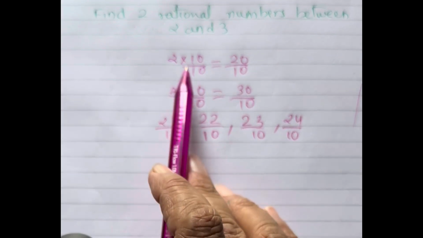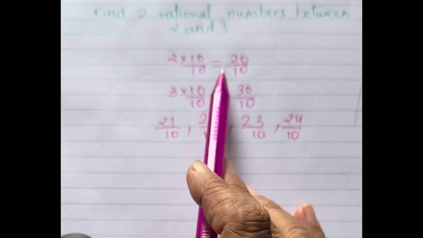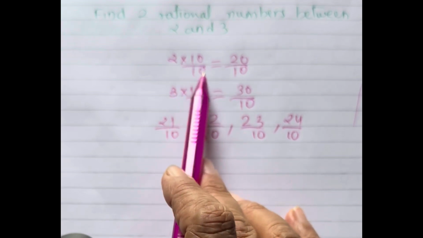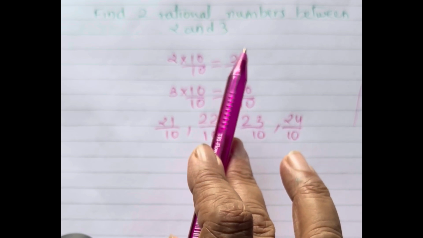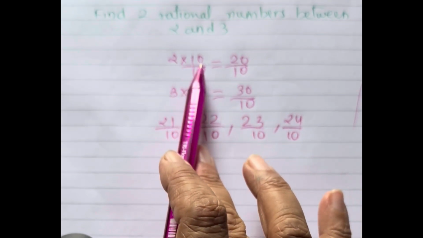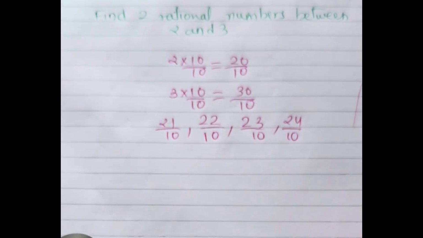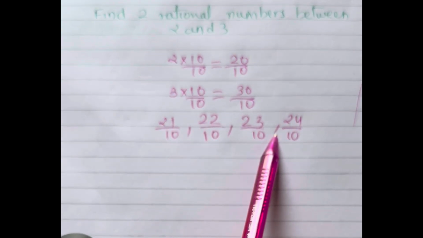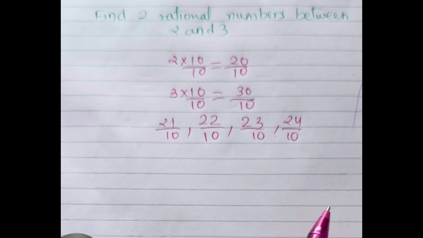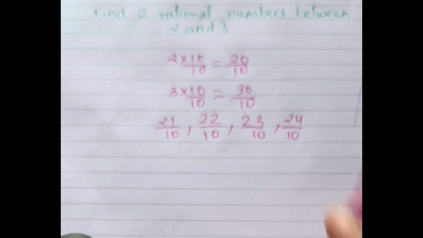Why have I chosen 10? Because multiplying by 10 is easy. You can multiply it by 5, you can multiply it by 100, 1000, you can multiply it by any number. Okay, but whichever number you choose, you have to multiply and divide by the same number to get the equivalent fraction. And while writing the answers, don't forget to write the denominator. Don't just write 21, 22, 23.